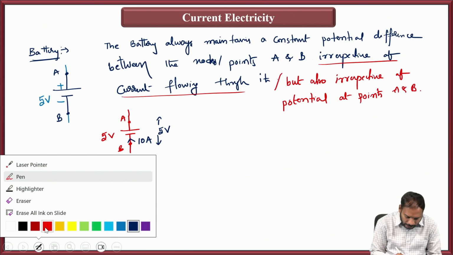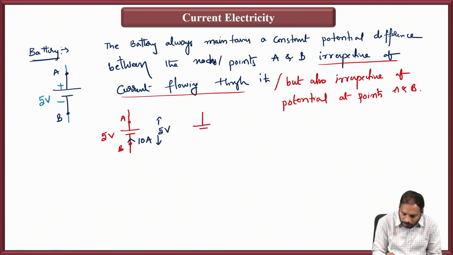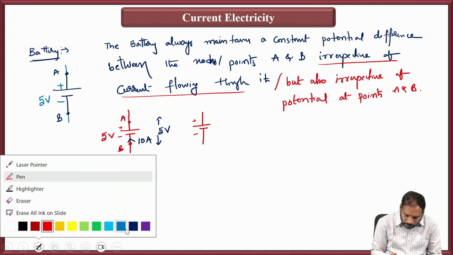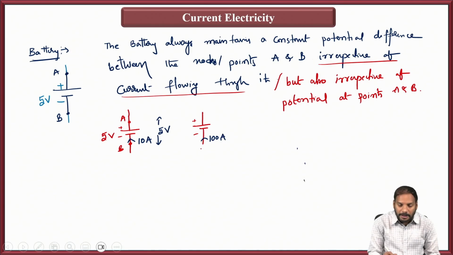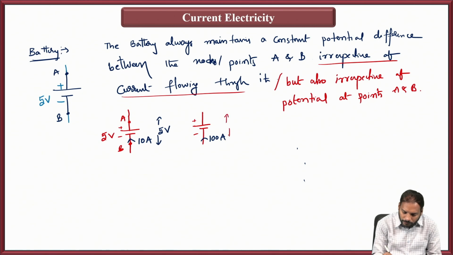Then once again, I'll go ahead with one more example for better understanding. However, this is plus and this is minus. If the current flowing through this is 100 amperes, I will explain the same thing with one more logic. I take one more battery, and the current flowing through this is 100 amperes. Then irrespective of whatever is happening, the battery has to maintain 5 volts potential difference across it.